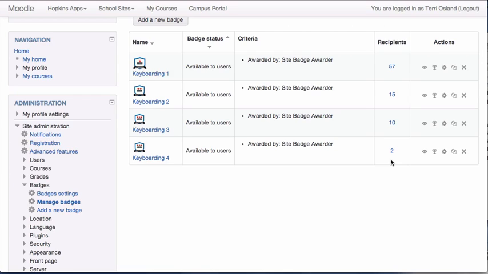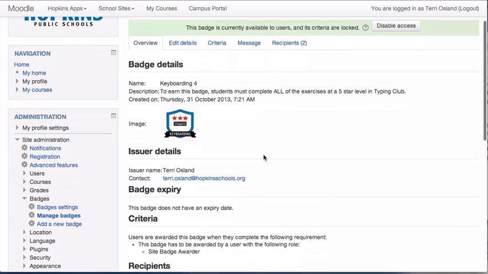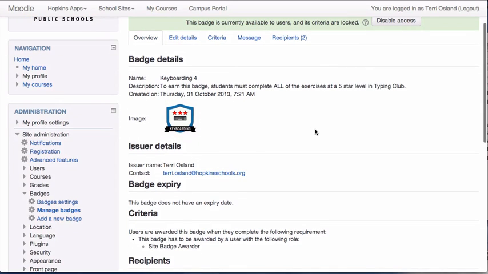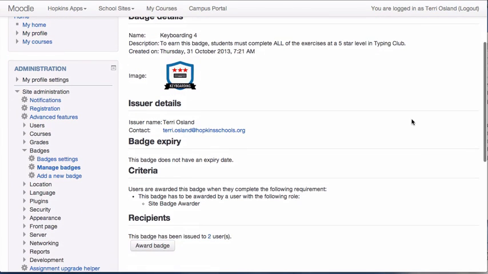Typing Club is set up really nicely to make this easy, because they have a series of exercises that build on themselves, and they have a system built in to show proficiency. So it's very difficult to earn this 4th badge. I'm going to click on it real quickly so that you can see the criteria. It says to earn this badge, students must complete all of the exercises at a 5-star level in Typing Club.